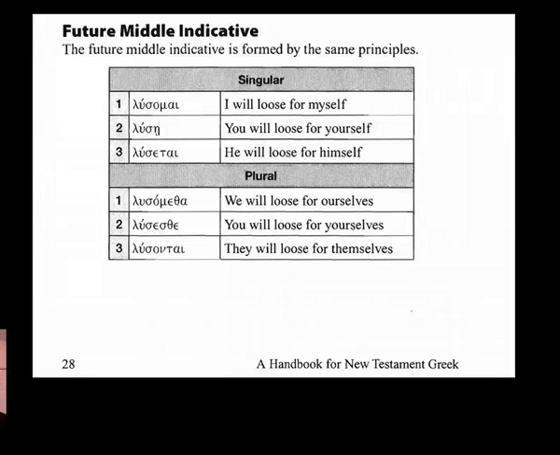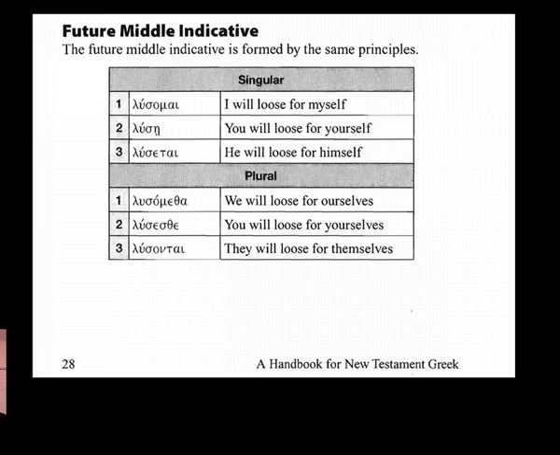All right, so that's it for the future active indicative. The future middle indicative is formed basically by the same principles. You take the present tense stem, you add a sigma, a connecting vowel, and the primary middle passive endings. And you get lusomai, luse, lusetai, lusometha, lusesthe, lusontai.